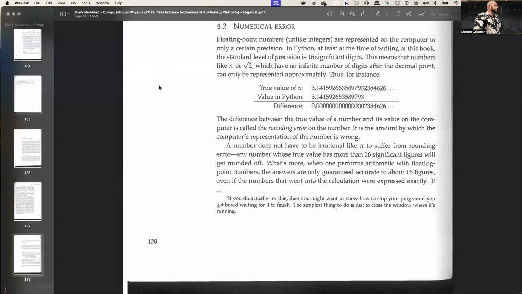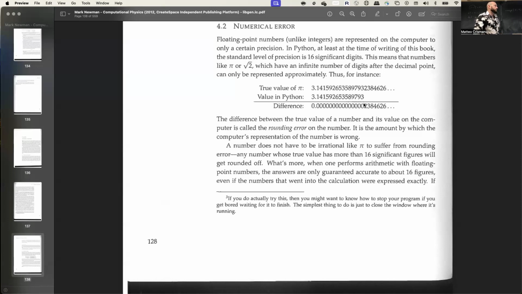because it has a certain precision, and precision is another word for significant figures, or how many digits we include in a given number. The standard precision for Python is 16 significant figures. So for example, if we take 5, it would round out at the 16th significant figure.